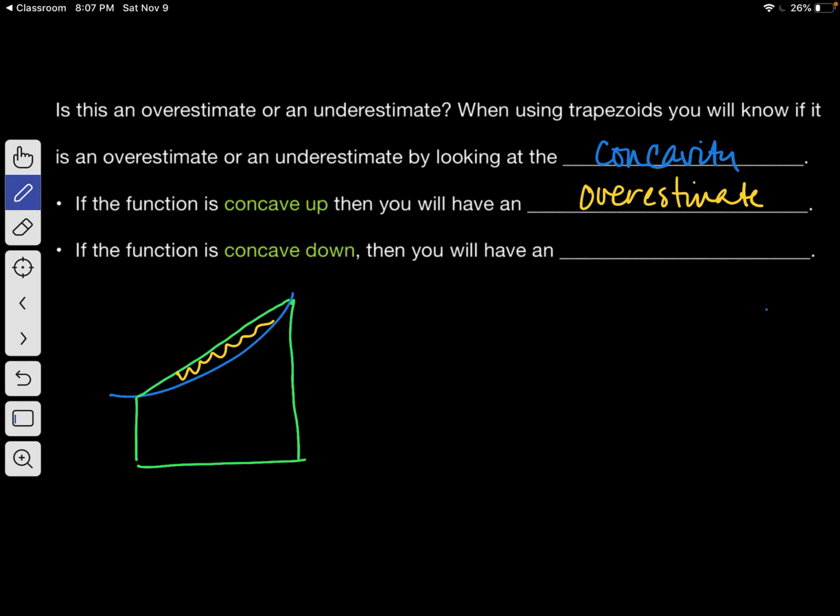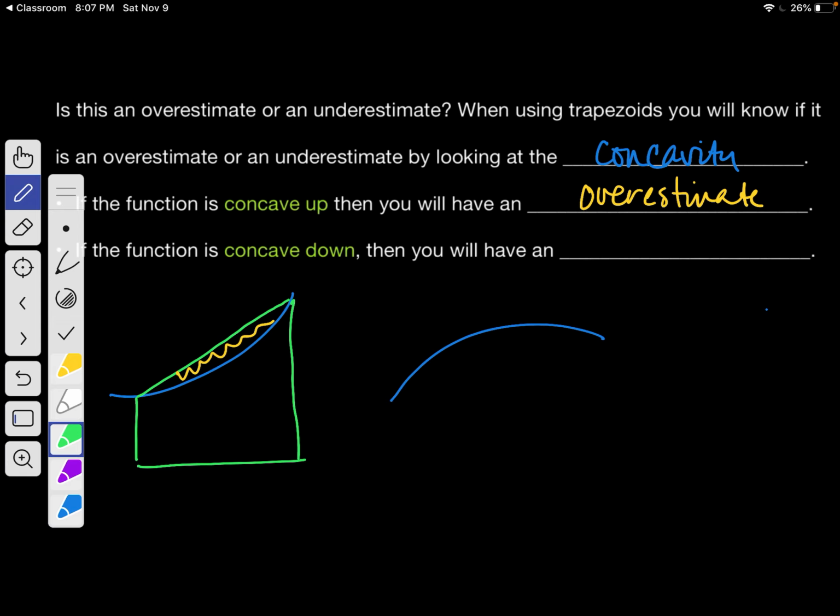Now, if your curve is concave down, and let's draw our trapezoid, we can see that we're missing some area right in here. And so this is an underestimate.